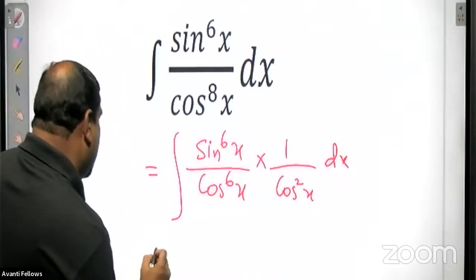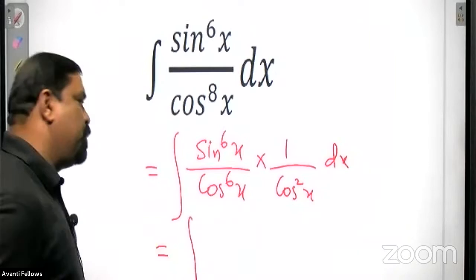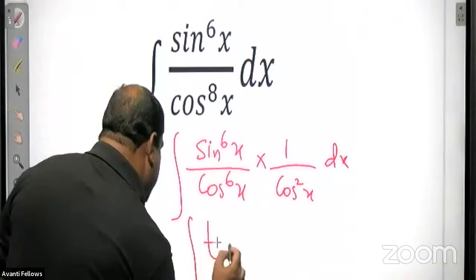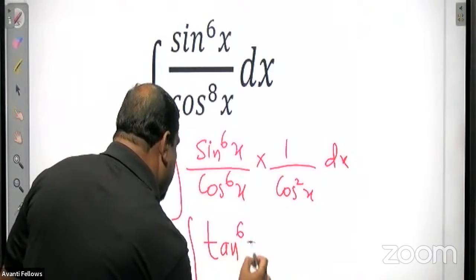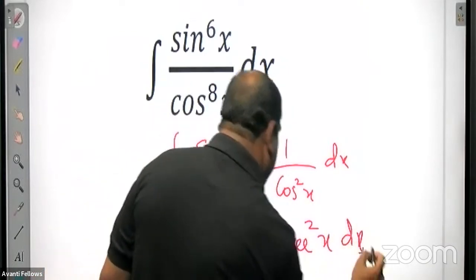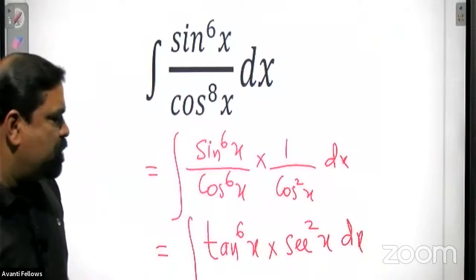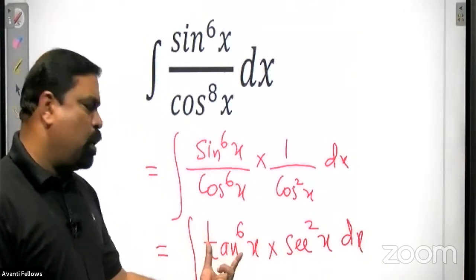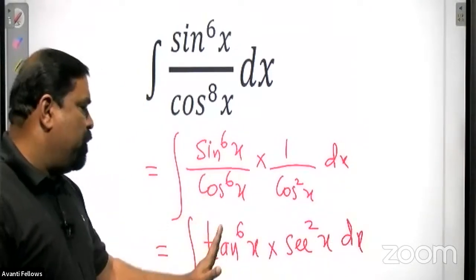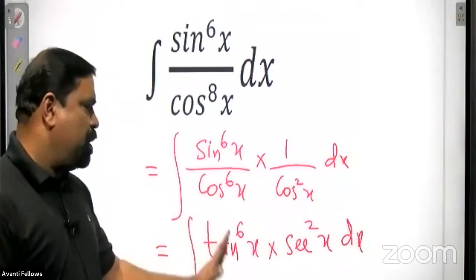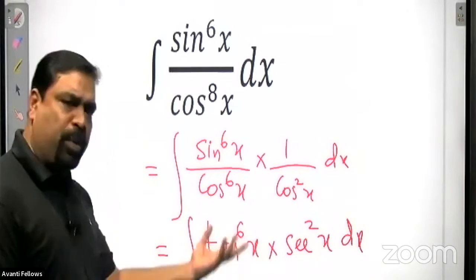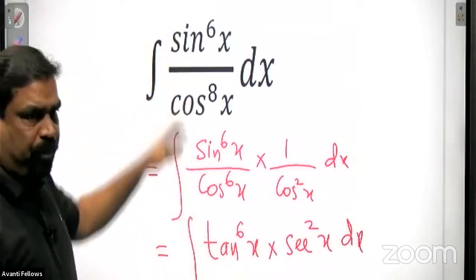So then this reduces to sin by cos, which means tan, no? So tan raised to 6x into sec square x dx. So put tan x equal to t. Then the derivative of tan x is sec square x, and it reduces to t power 6 into dt. So it is integrable. It can be asked for 2 marks. Very simple question, but you should know the technique, the method.